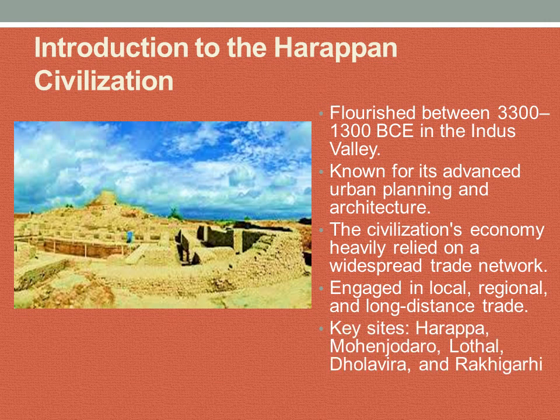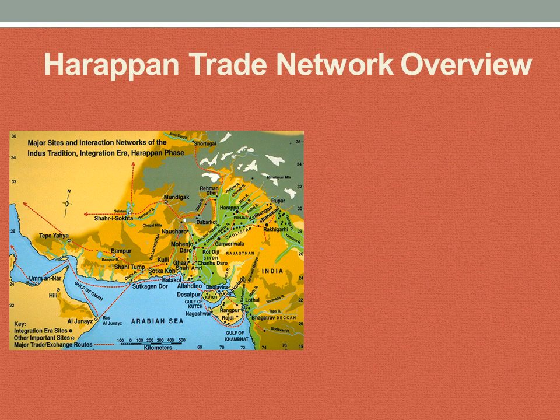The main sites of Indus Valley Civilization, as we have discussed before, are Harappa, Mohenjodaro, Lothal, Dholavira, and Rakhigarhi. There are many other important sites, but these are a few of the most important and biggest sites of Indus Valley Civilization. Now we will go through an overview of the Harappan trade network.